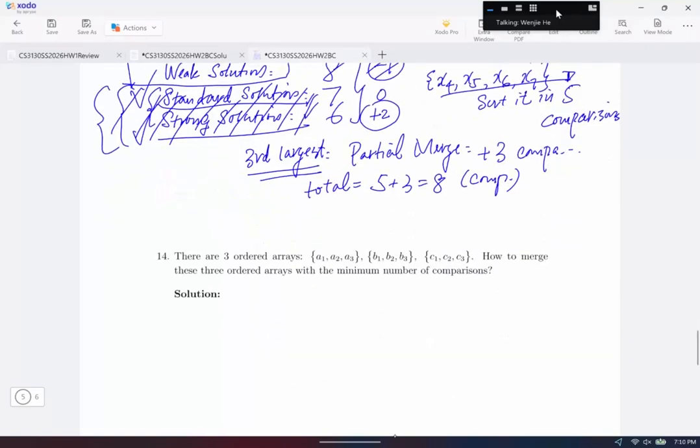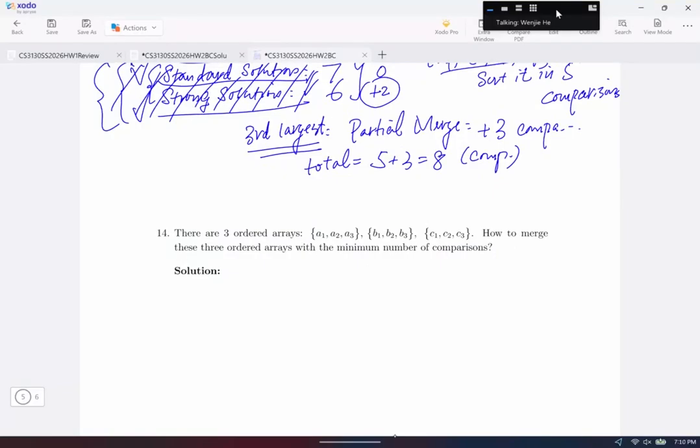Okay. All right. Number 14. So the weak version, 13 comparisons. Standard version, 12 comparisons. The weak version is very easy, 3 ordered arrays. So you merge the first two. Merge the first two for the worst case: 3 plus 3 minus 1. You need 5 comparisons.